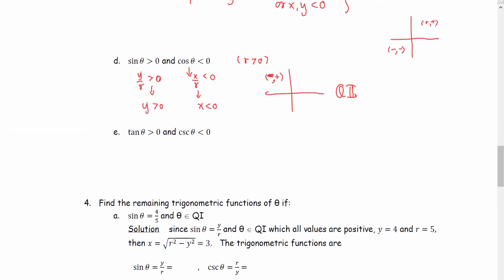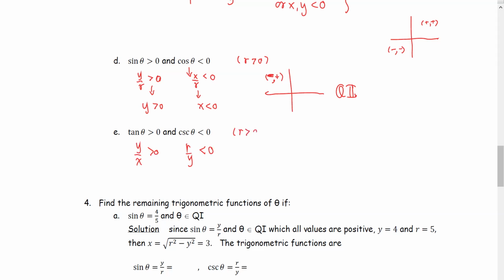Part E, the tangent theta is greater than 0. The tangent is defined by y over x. The cosecant theta, which is the reciprocal of the sine theta, is defined by r over y. So in this case, y over x is greater than 0 and r over y is less than 0.